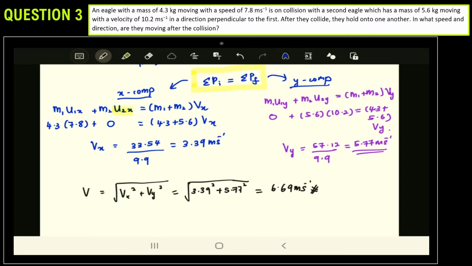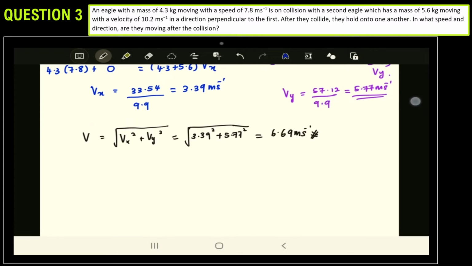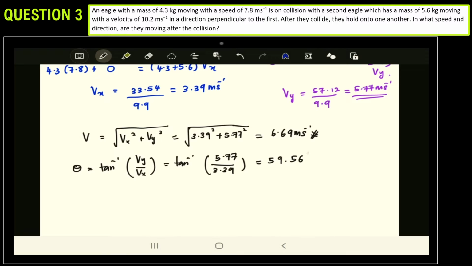Okay, and what is the direction? Remember we need to calculate the direction. Therefore, theta is equal to inverse tangent Vy over Vx. So make sure you substitute the correct value. Vy jangan tersilap, 5.77, and Vx is 3.39. Therefore, theta is equal to 59.56 degree.